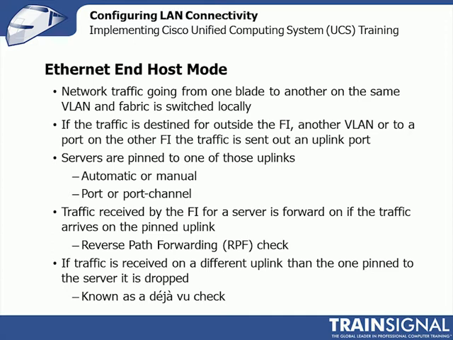This is known as the deja vu check. Basically, we don't want to create loops. So if we send something out and see something come back on a different uplink than the one we sent it on, it is dropped. It's a deja vu check. We've already seen this before. We saw it on the way out, or we saw it on another uplink. But again, these are protections against creating loops in the network since we're in host mode and we don't run spanning tree. Very similar, again, to a virtual switch on a virtual server such as a VMware server.